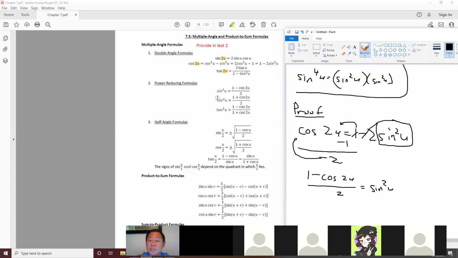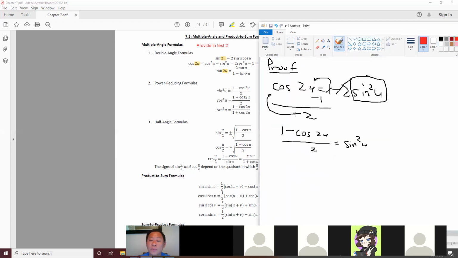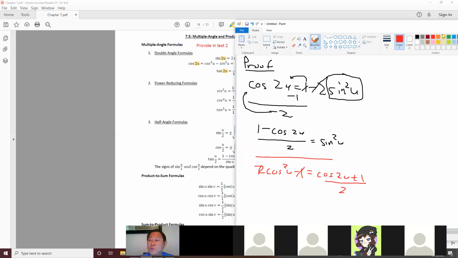Okay. Same thing happens to the cosine square u. When I get this formula, I try to solve for cosine square u. So in order for me to prove the other one, it's very easy. I will take 2 cosine square u minus 1 equals cosine 2u. And then I want to make cosine square u by itself, so I just solve for it. So I add 1 here, and then I divide it by 2. So that's why you will get 1 plus cosine 2u over 2. Okay, so it's very straightforward.